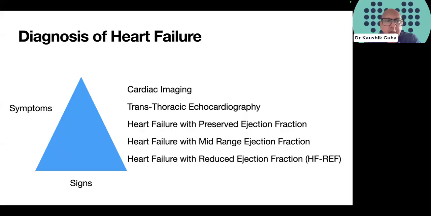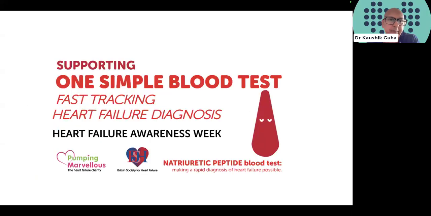And finally, we have this third group, which is scientifically debated, and this is due to the lack of evidence in the randomized control trials to date, with this group of patients with a left ventricular ejection fraction of 40 to 50%. So preserved ejection fraction is left ventricular ejection fraction of greater than 50%. Mid-range is 40 to 50%, and reduced ejection fraction is below 40%.